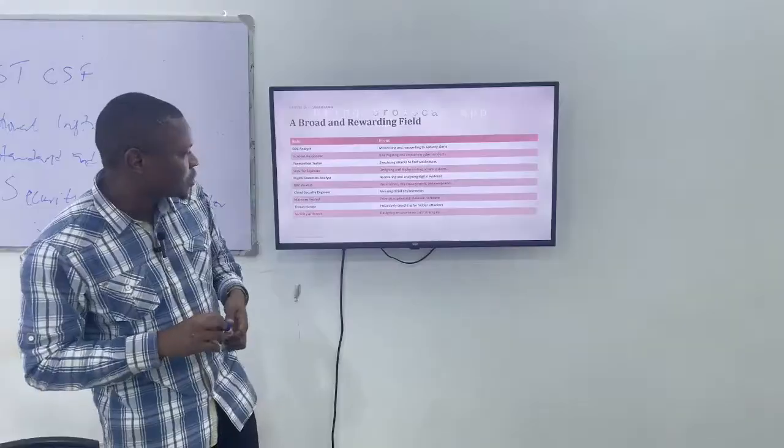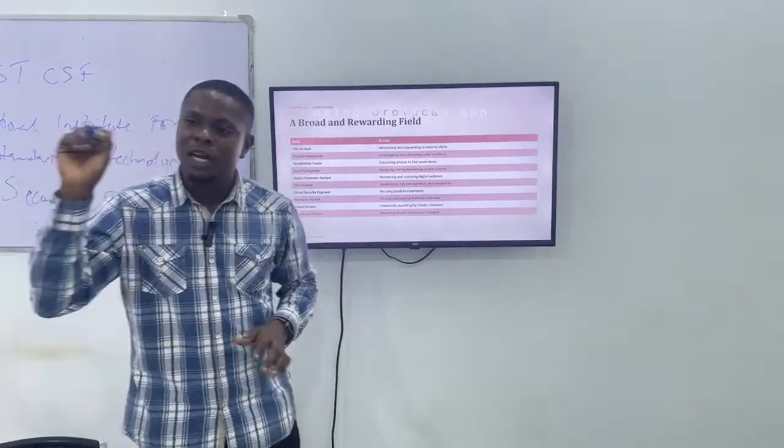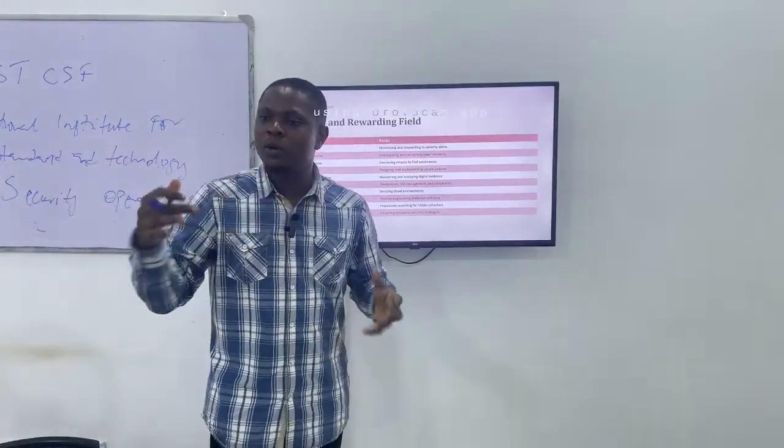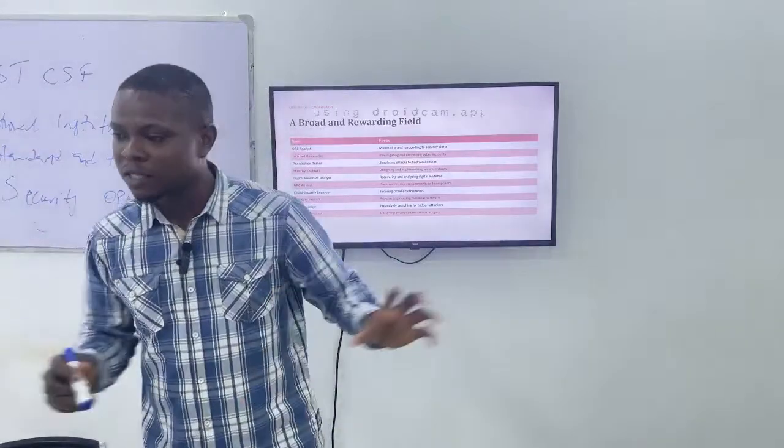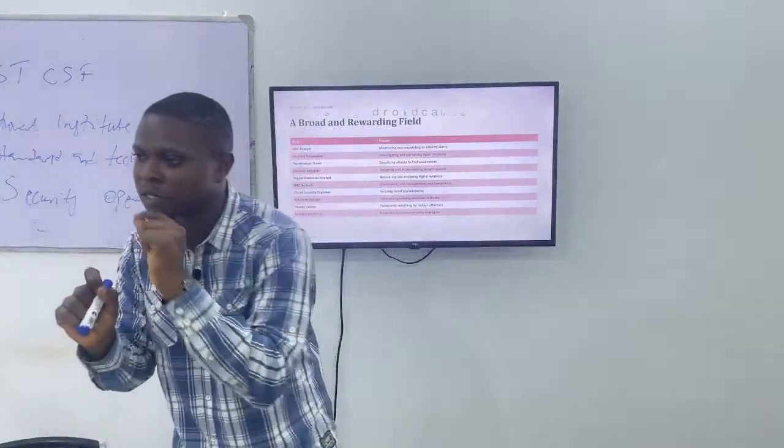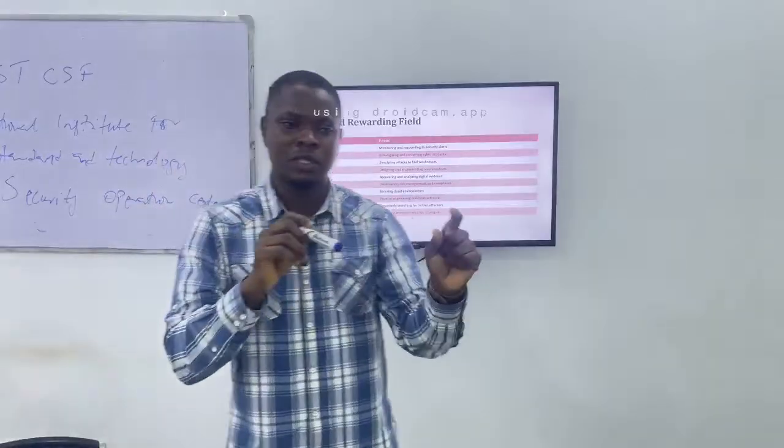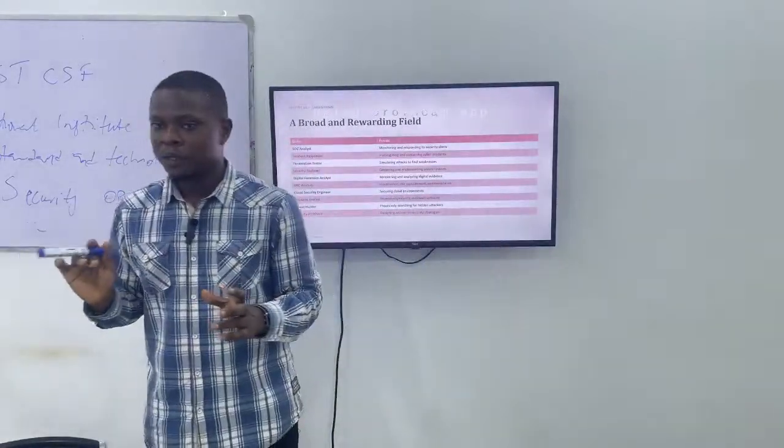Then we have threat hunters, who proactively search for hidden attackers. A hunter goes to the bush to hunt for a particular animal. These are threat hunters. What do they do? They hunt for threats. What kind of threat is it? They go for it. Are we together?